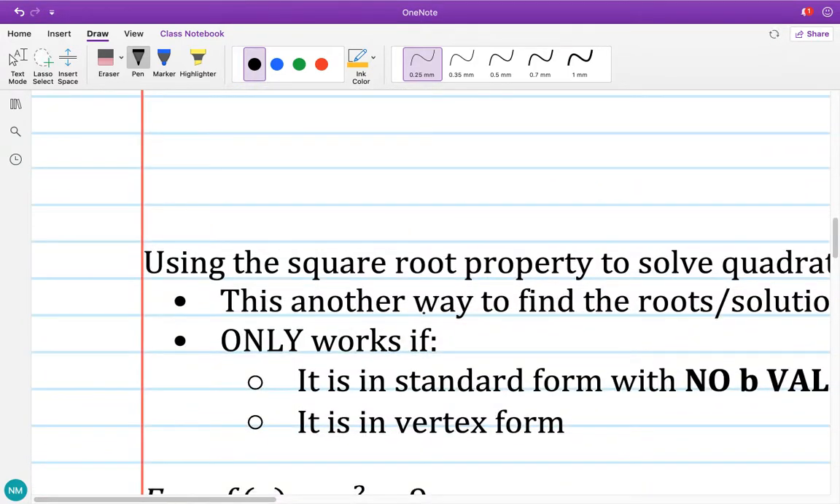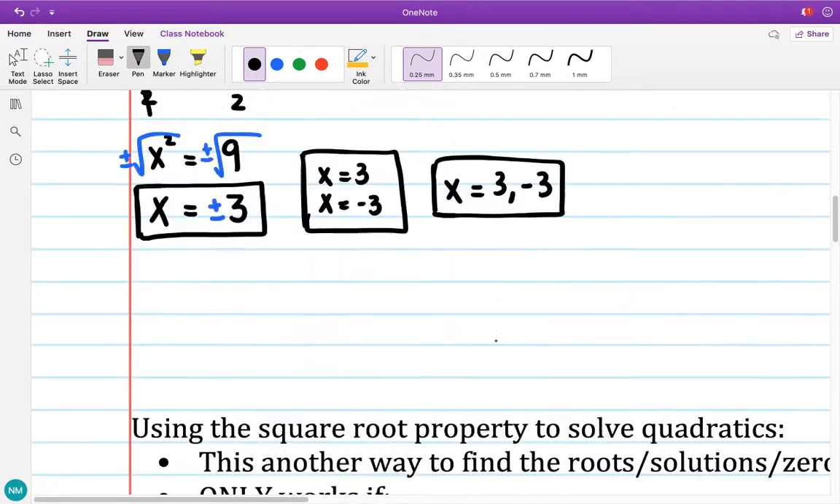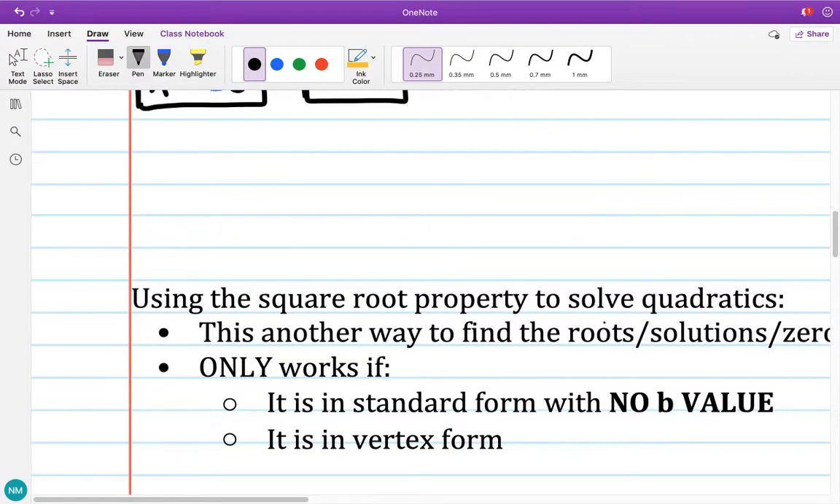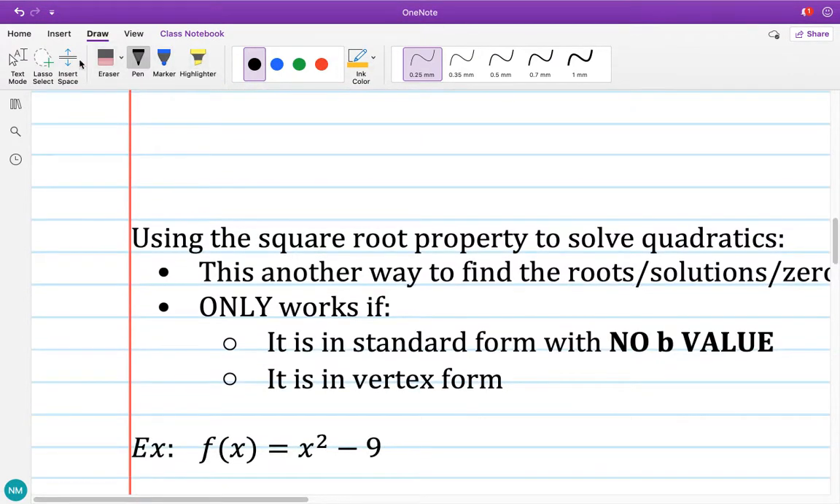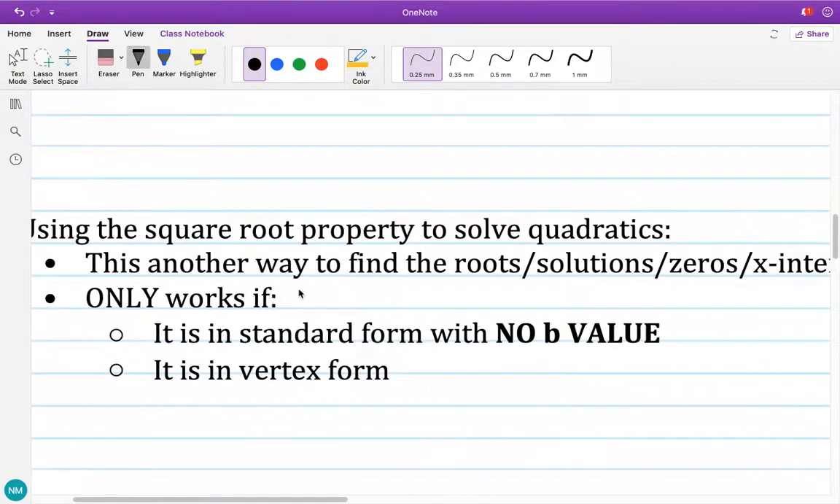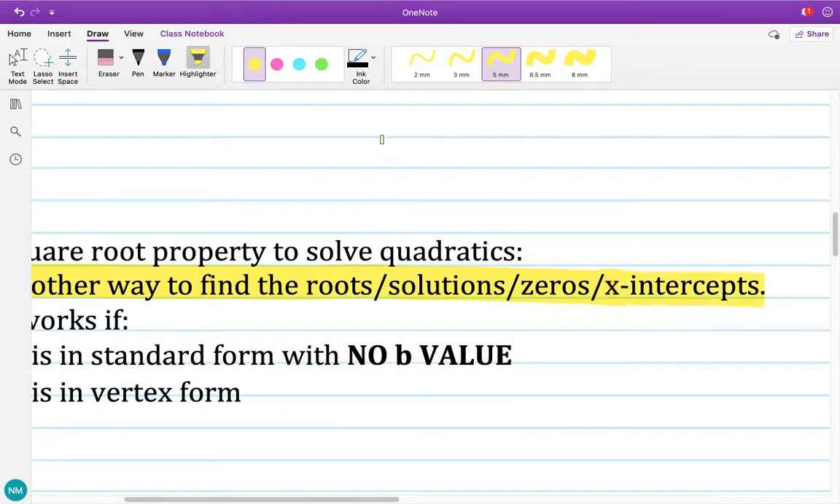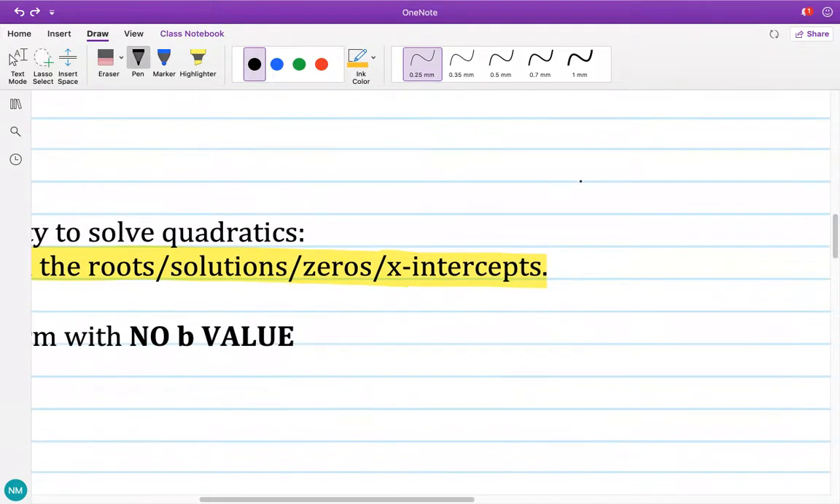Okay, so let's talk about using the square root property to solve quadratics. We just did it in the last example, but I'm just showing you what the square root property is. This is another way to find the roots, solutions, zeros, or x-intercepts. If you remember, these are all the same thing, right? And when we're finding the x-intercept, what is true about y? y has to equal 0.